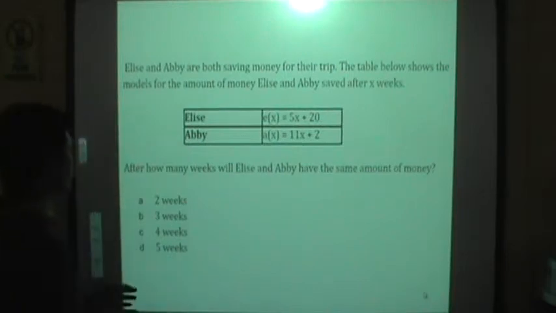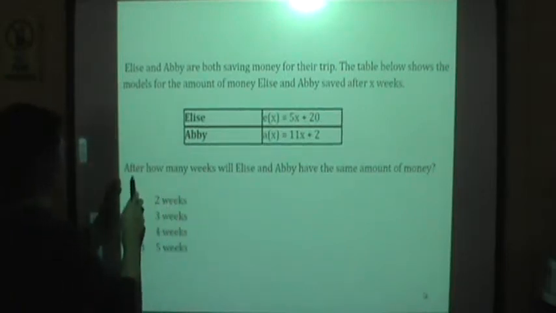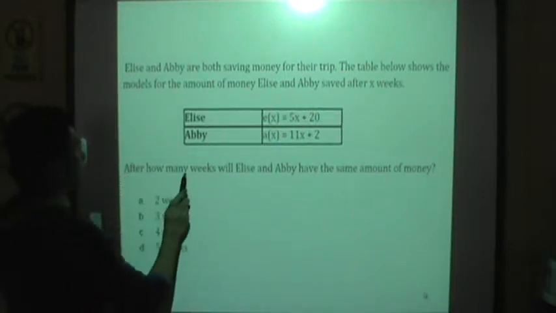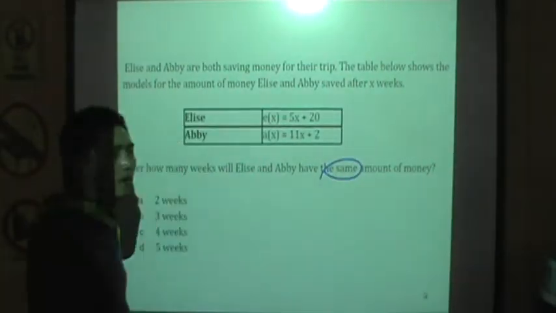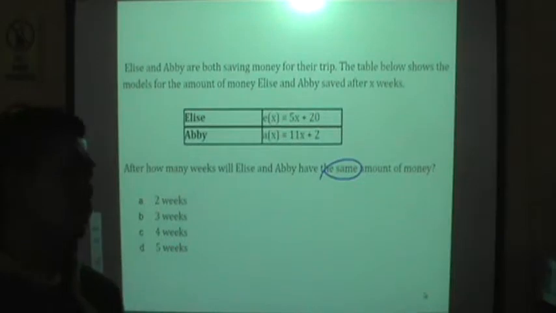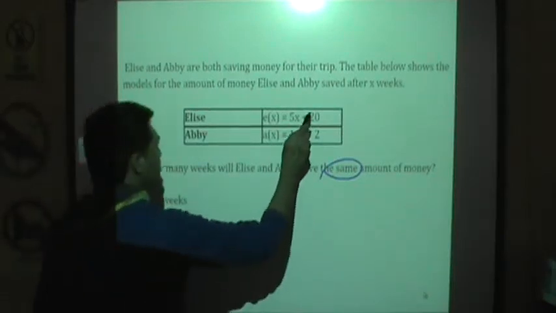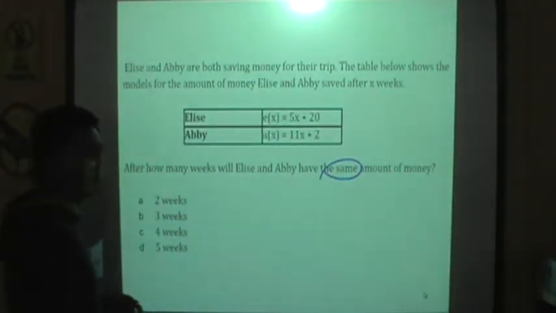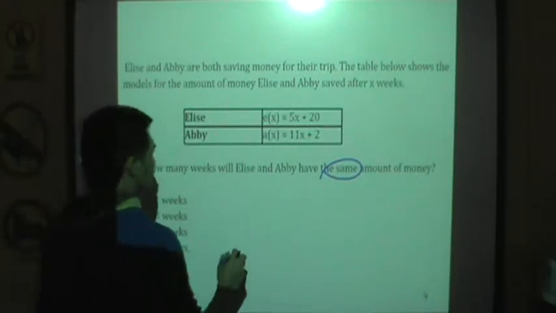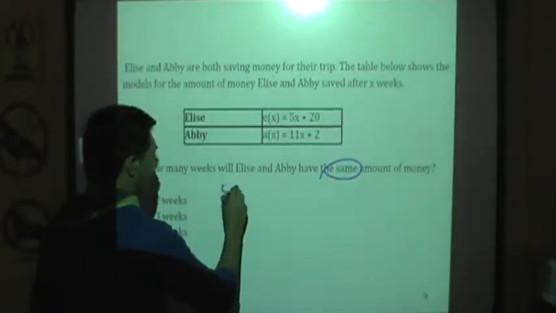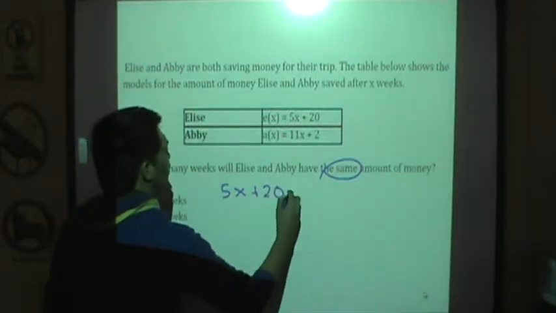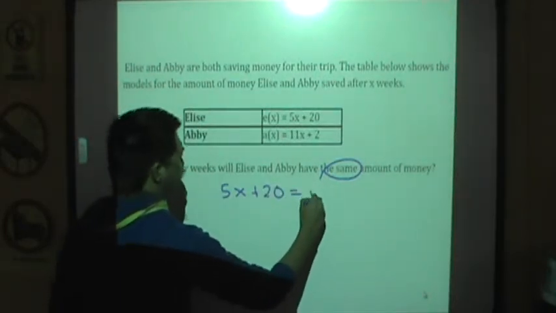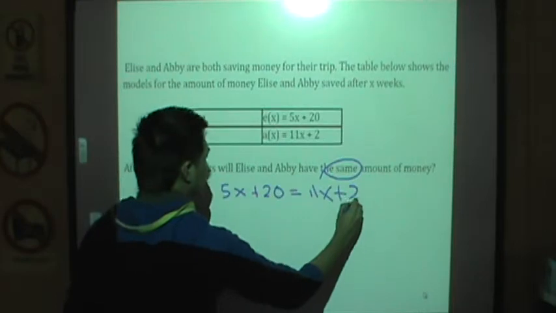Now, from this table, if you go to the question, if you read the question, after how many weeks will Elise and Abby have the same? You have to remember, for the word same, it serves as an equal sign. So that means these two will be equal to each other. So now I have 5x plus 20 equals 11x plus 2.